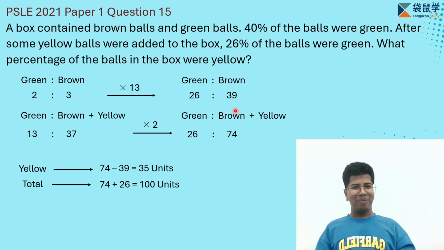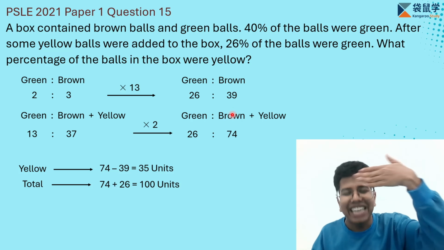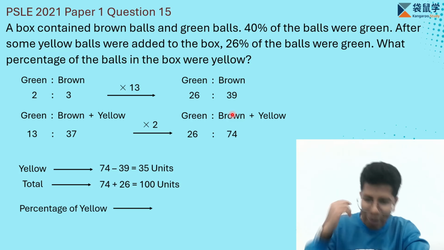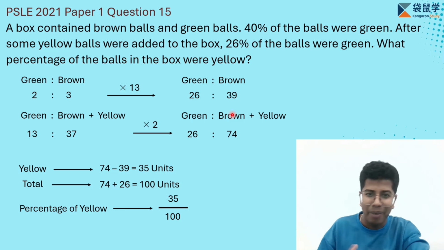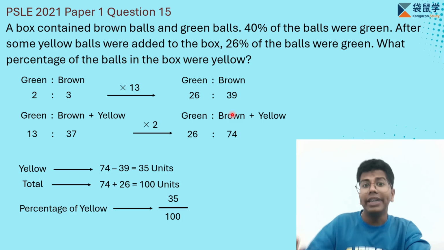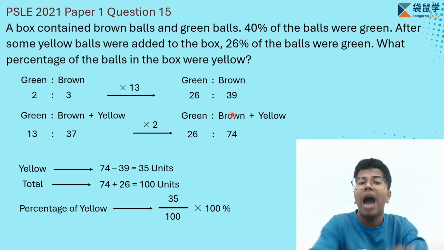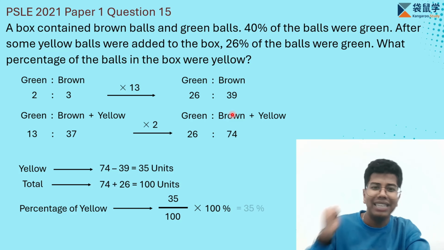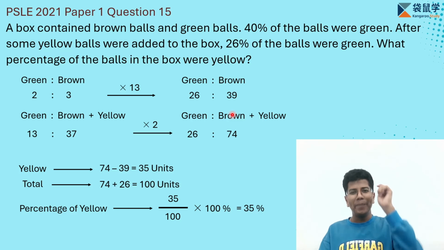Now can I find out the percentage? Of course, it's just 35 divided by 100. So the percentage of yellow balls is 35 divided by 100, which if I convert it into a percentage, I have to multiply by 100%. And if I solve this, I'll get the answer as 35%.